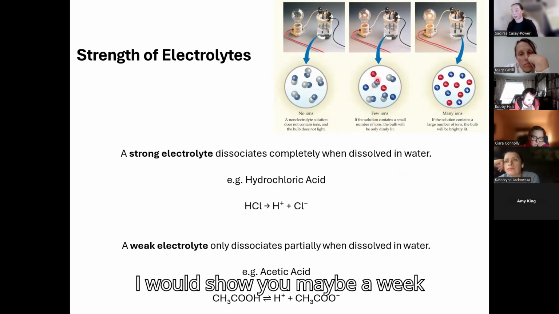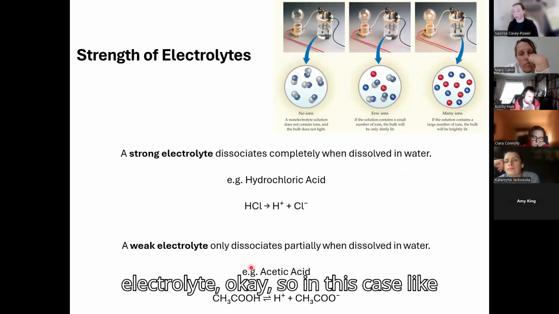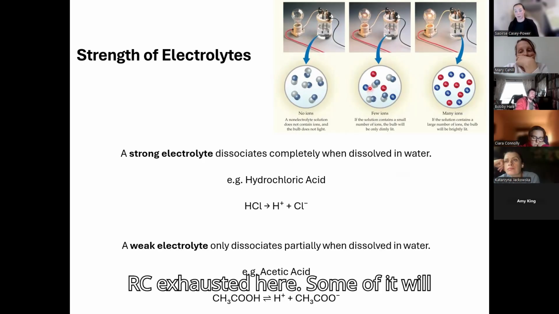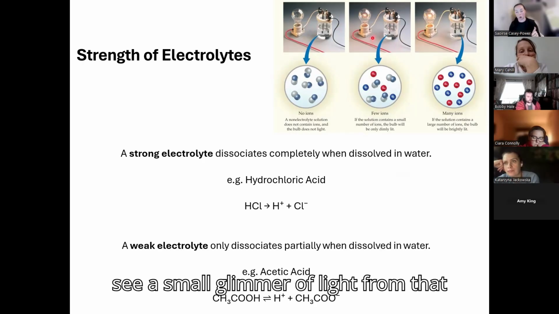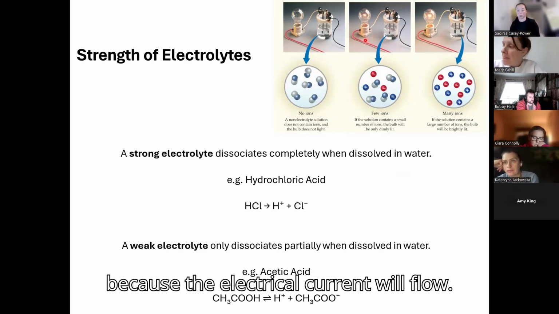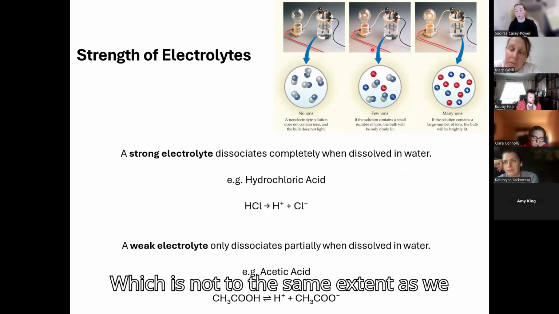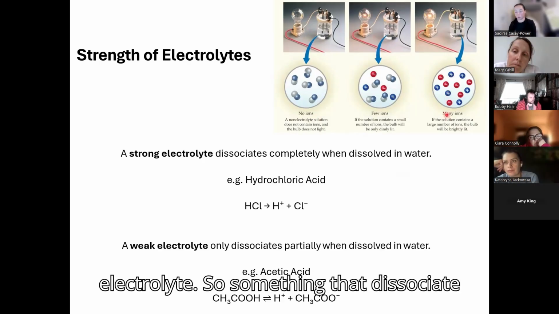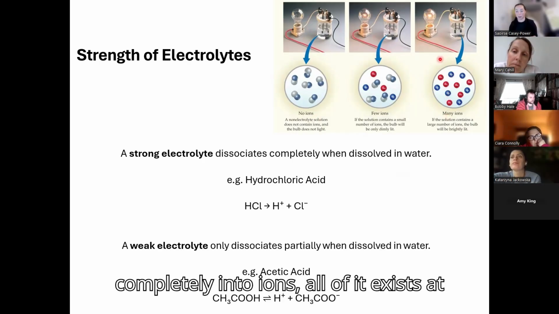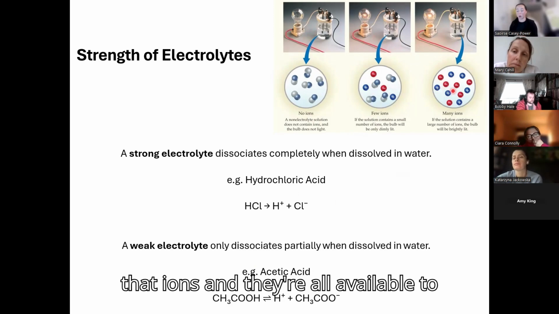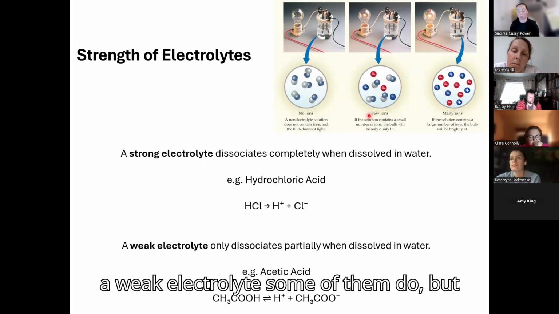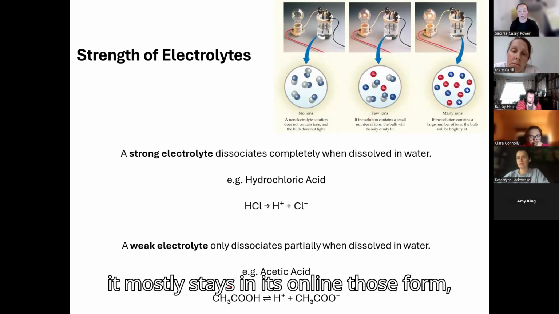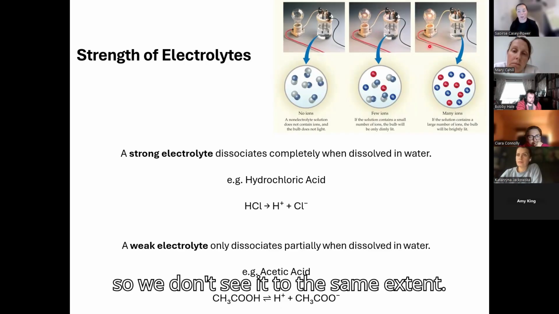If I were to show you a weak electrolyte, in this case like our acetic acid here, some of it will exist as its respective ions, so some of it will dissociate. We should see a small glimmer of light from that because an electrical current will flow, but not to the same extent as we would see if we added a strong electrolyte. Something that dissociates completely into ions, all of it exists as ions, and they're all available to conduct an electrical charge. Whereas in a weak electrolyte, some of them do, but it mostly stays in its unionized form, so we don't see it to the same extent.